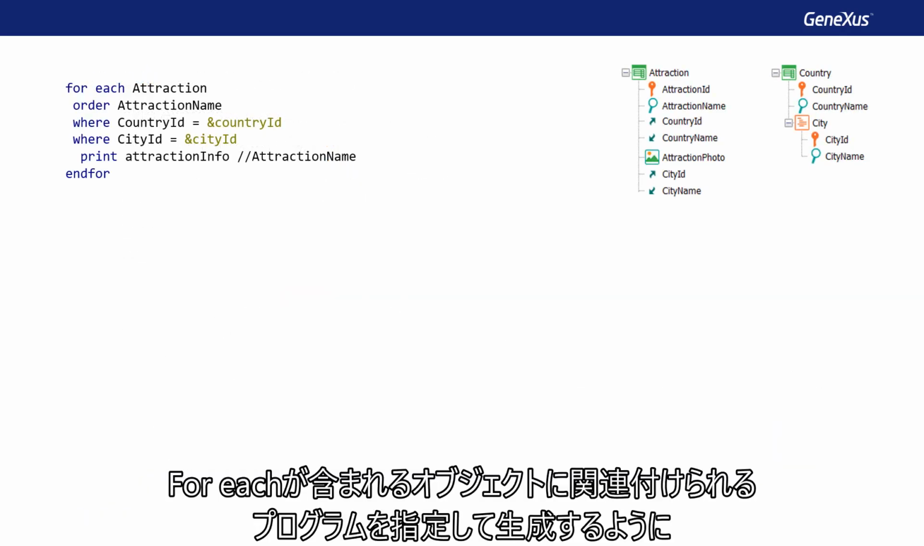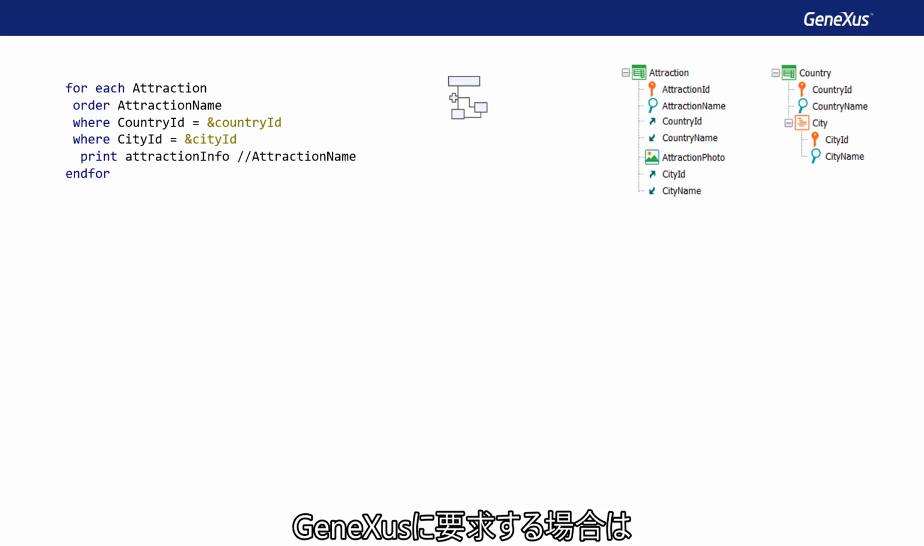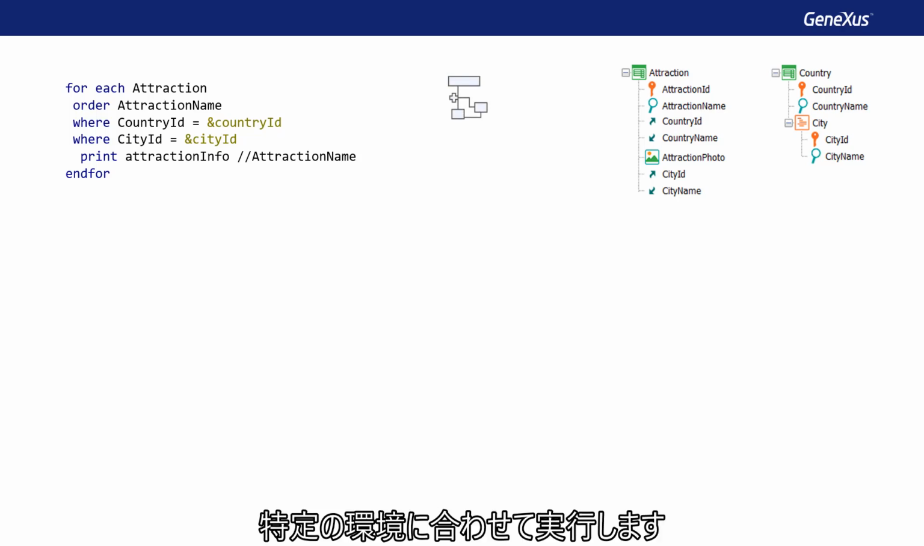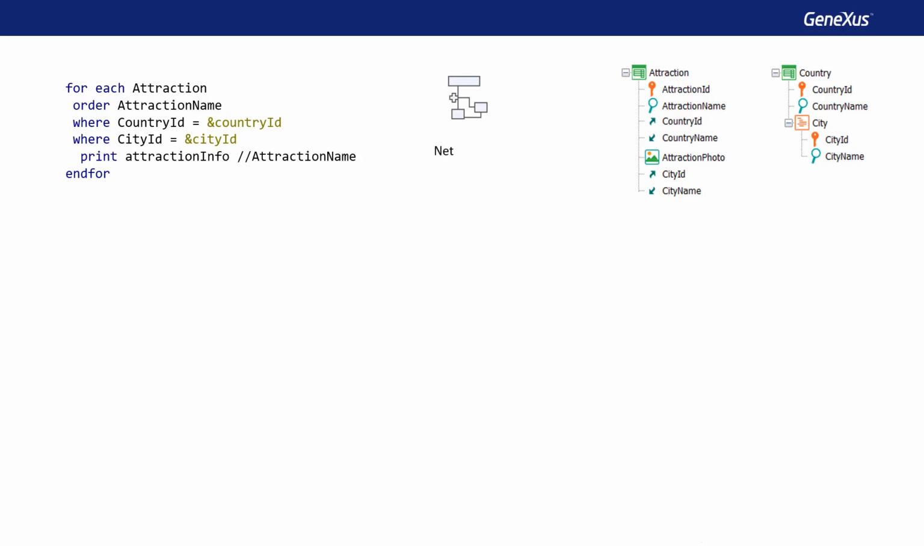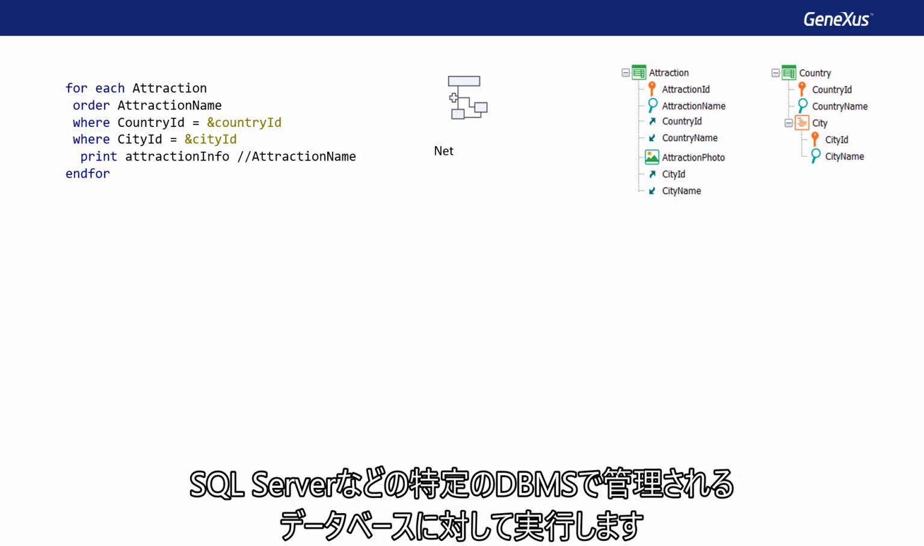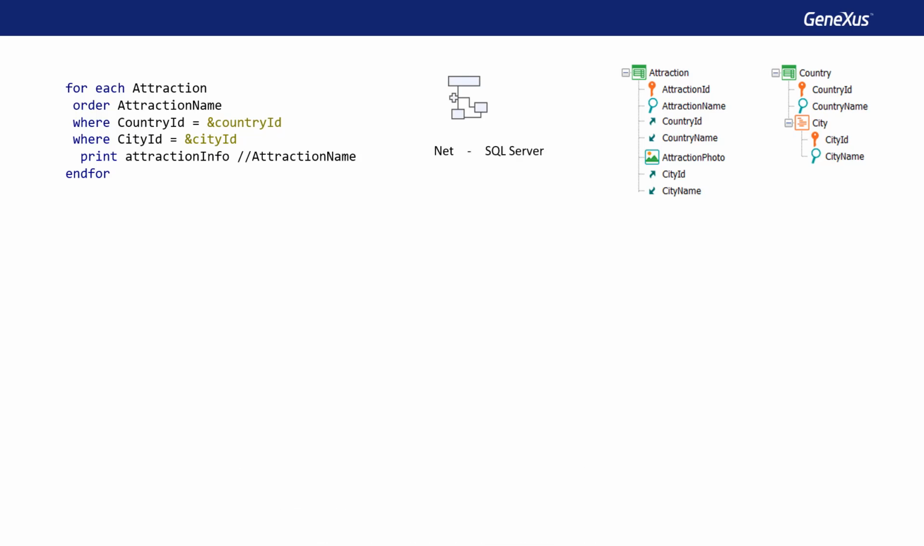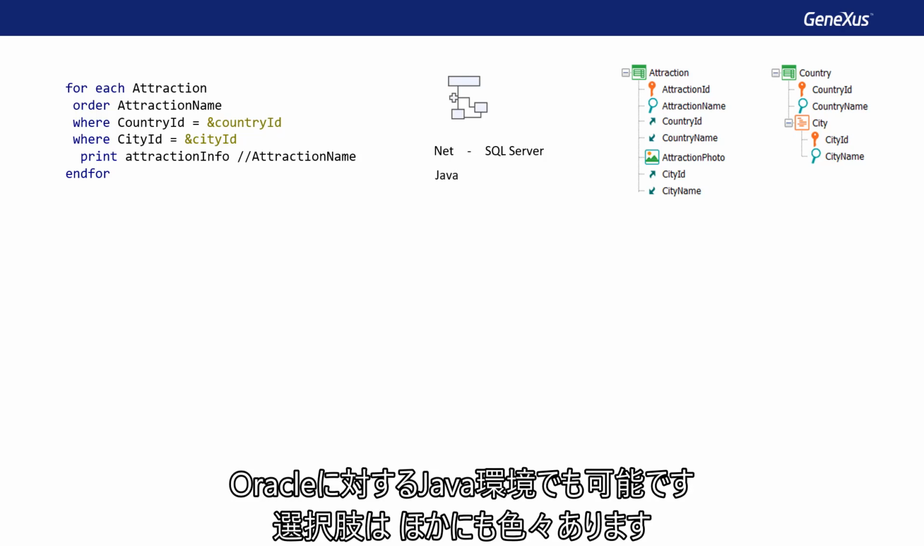When we ask GeneXus to specify and generate the program associated with the object containing the for each, we do it for a given environment. That is, in a given programming language, such as .NET. And for a database managed by a given DBMS, such as SQL Server, for example, it could also be for a Java environment against Oracle, or so many other alternatives.